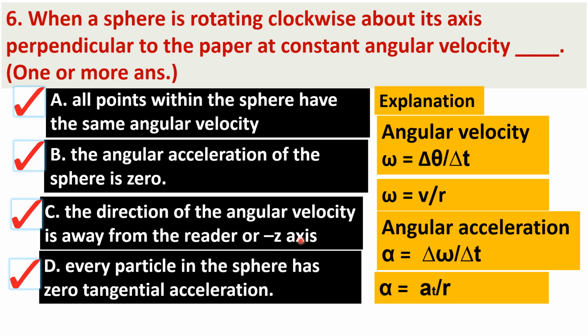The opposite of which, of course, is into the reader or towards you, which is the same as the positive z-axis. So that is the explanation why we considered letter C as a correct option. That would be all, and thank you again for your indulgence.